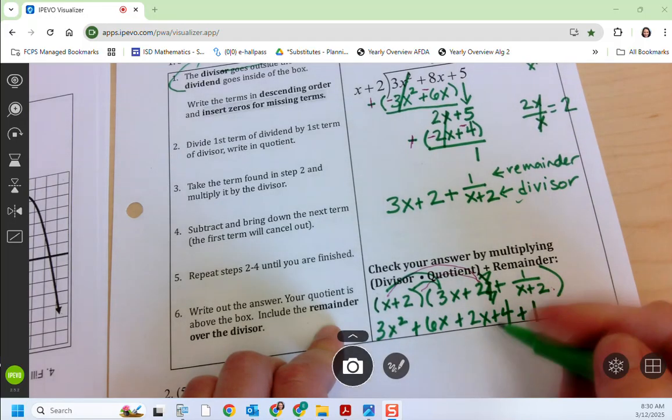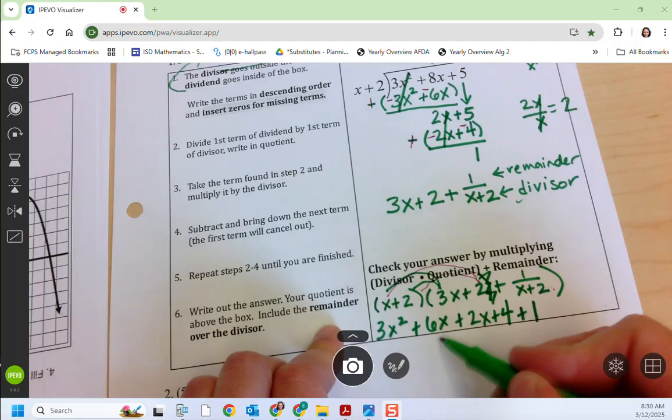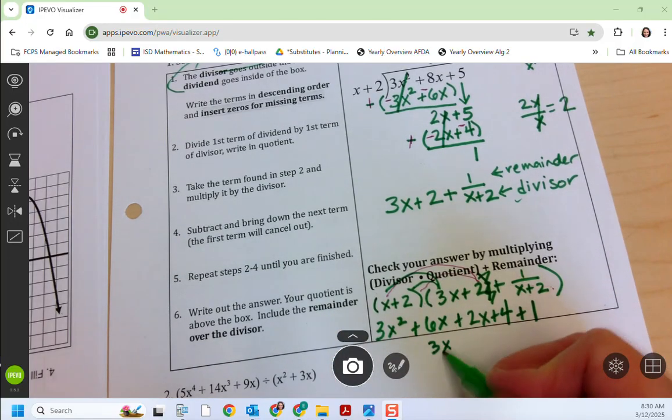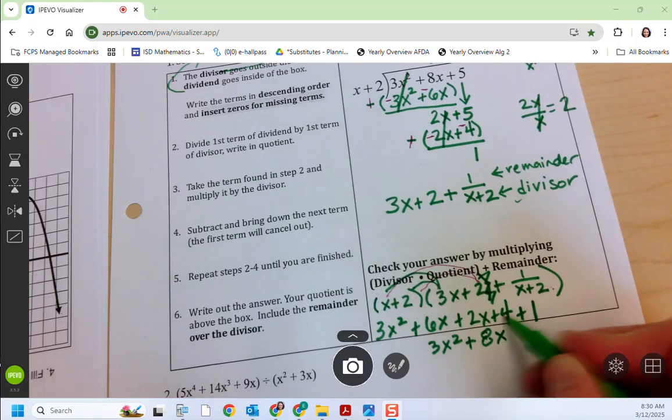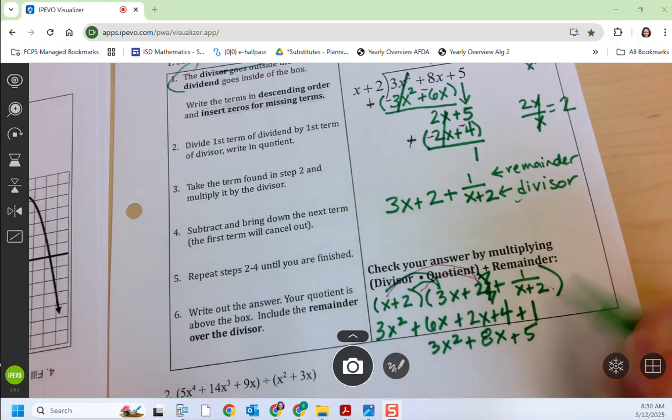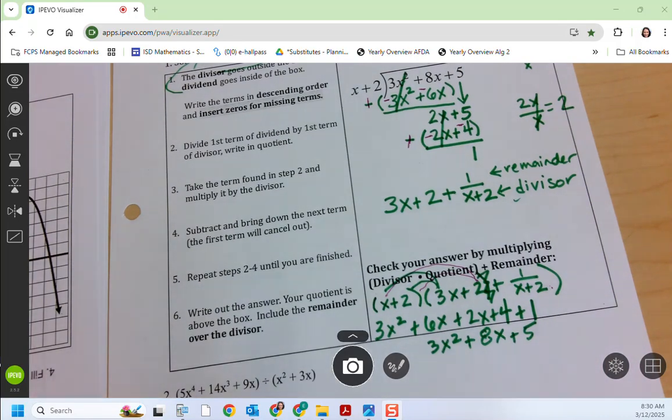And then combining like terms, the 3x squared will come down. These two add to make 8x, and these two add to make 5. And it does give me back my dividend. I get that checking your answer is a little bit harder, and that's okay. We actually don't usually check them. It's just like if you're taking a test and you want to know, hey, did I get the right answer? Then you can check.